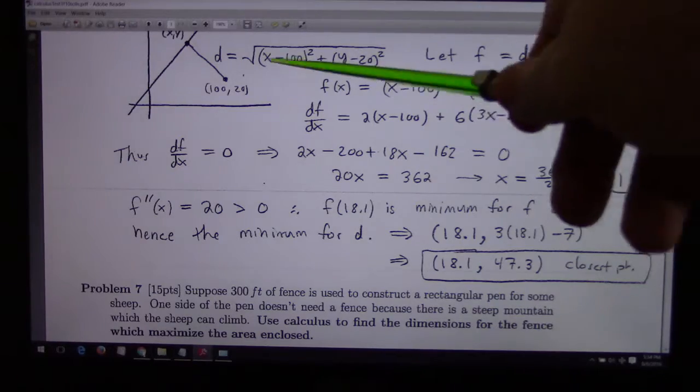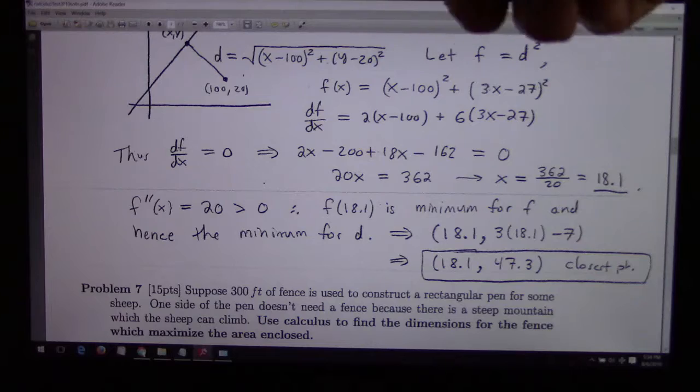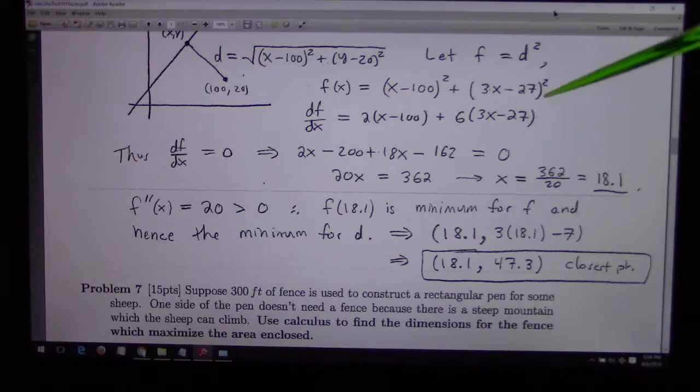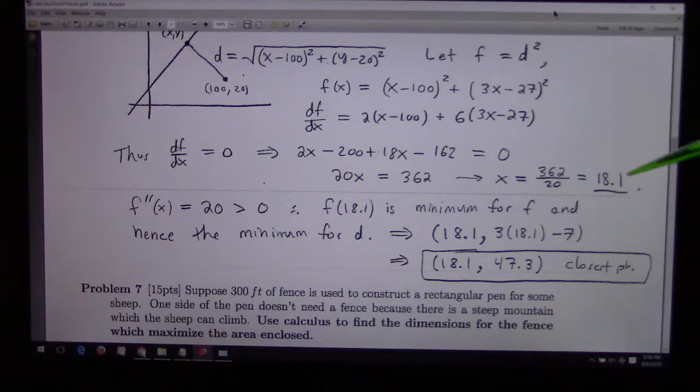You write the distance function from a point on the line, which is (x minus 100) plus (3x minus 27) quantity squared, and then you try to minimize this. You look for the critical number, and then you can either use a second derivative test or the first derivative test, or geometric intuition makes it clear that that has to be a minimum. So that's the closest point.